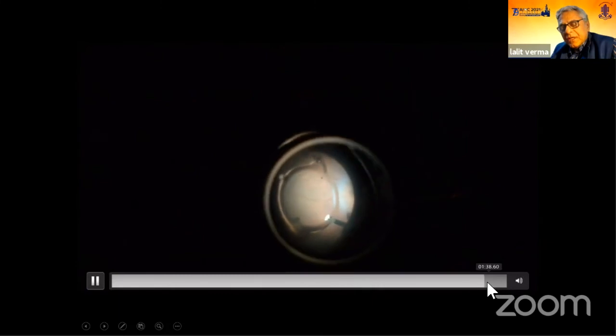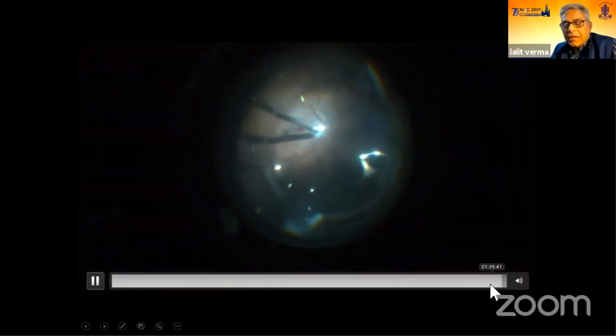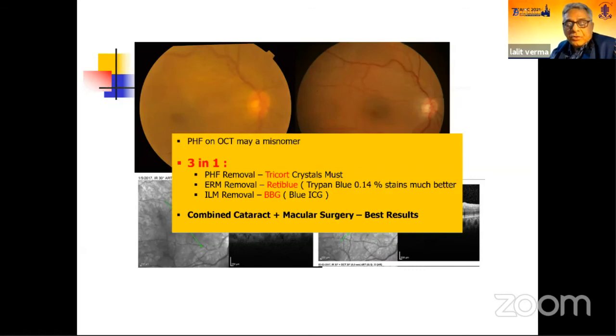Sometimes once you are removing this ILM, you will notice that ERM removal itself has removed the ILM partly. So this was the visual result of this patient where we did cataract plus all the 3 removals. And fortunately for me, after a couple of months, improved from 6/24 to 6/6. Meaning thereby removal of these epiretinal membranes generally have a good visual prognosis, although the contour may take months or sometimes close to a year to come back to normal. So combined cataract surgery plus macular surgery in these patients tends to give the best kind of results.